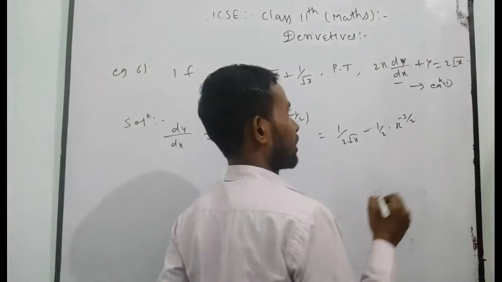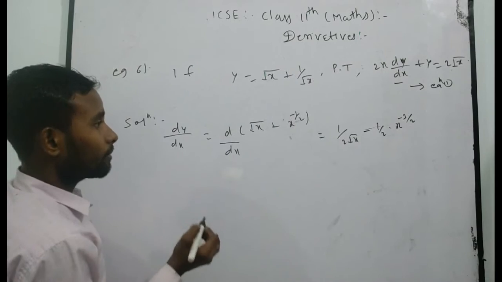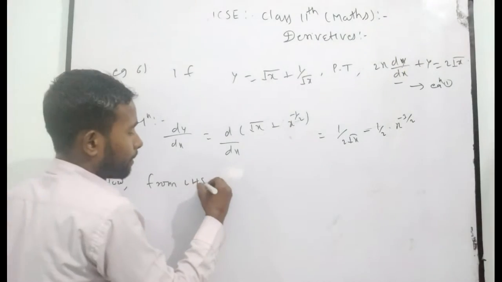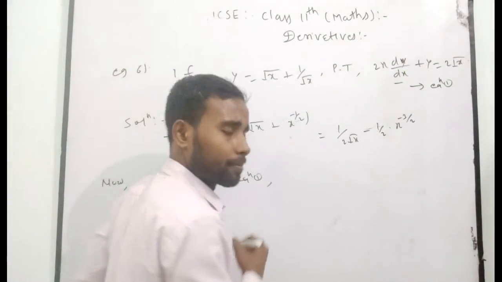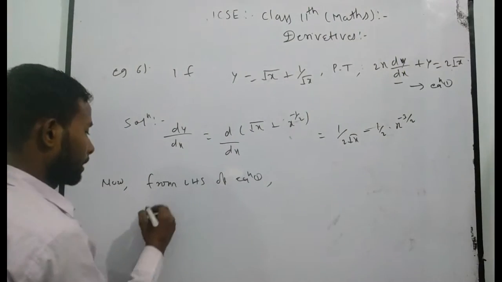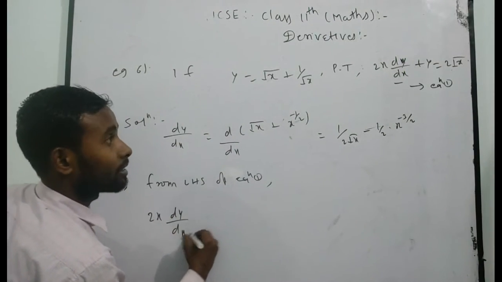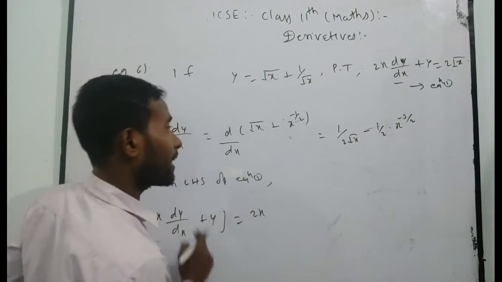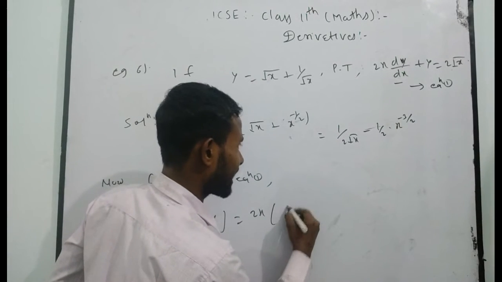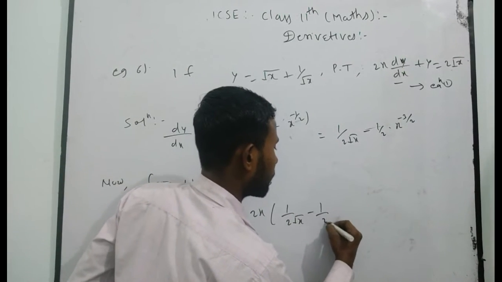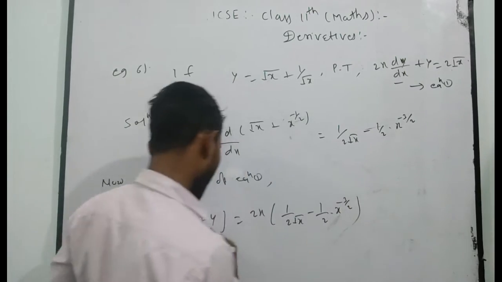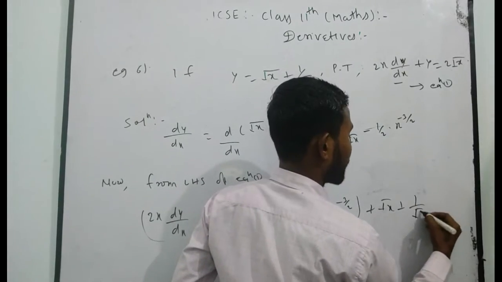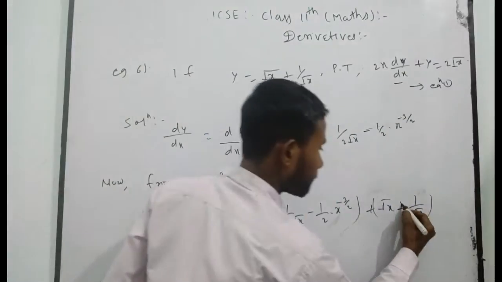If you understand, then I want to suggest you, now, from LHS of the equation first. From LHS of the equation, 2x times dy dx plus y is equal to 2x times dy dx. Dy dx what? This. So can I write here 1 upon 2 root x minus 1 upon 2 into x to the power minus 3 by 2 plus y. Plus y means that this term. I think you understand very well. Have you understood?